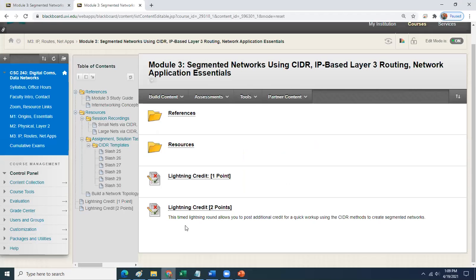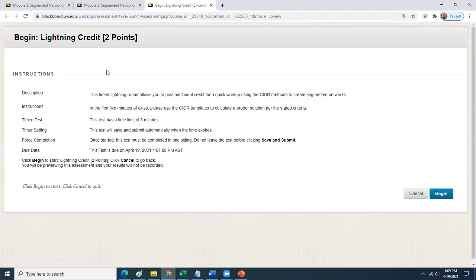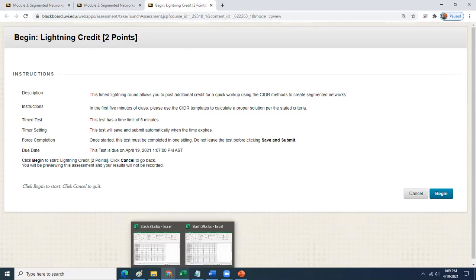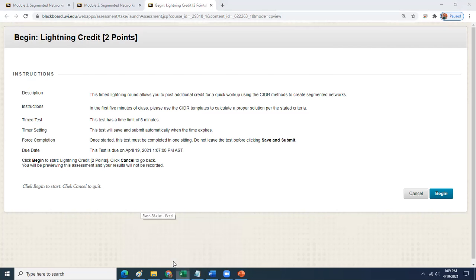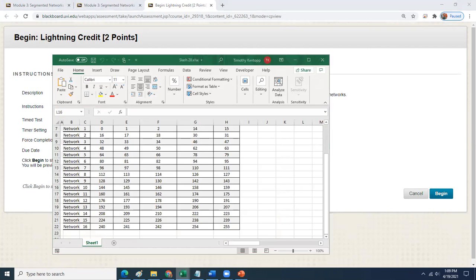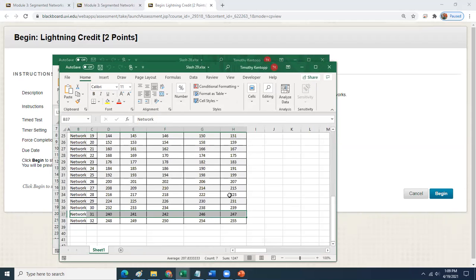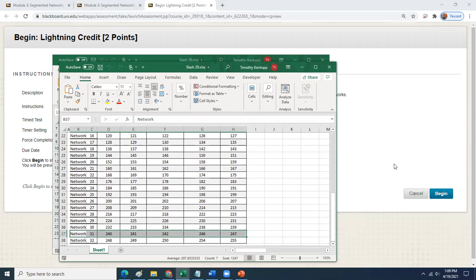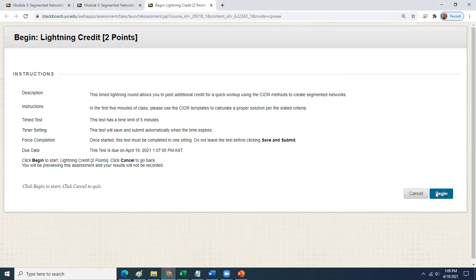So we had two solutions to resolve in our lightning credit round. You had 5 minutes to use a CIDR template, a /28 template, and a /29 template to break out the specific solutions.